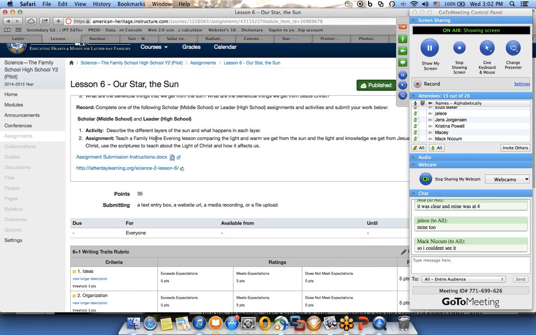I have a couple of assignments that you could do. One is an activity: describe the different layers of the sun and what happens in each layer. The other assignment: teach a family home evening lesson comparing the light and warmth of the sun with the light and knowledge we get from Jesus Christ. Use the scriptures to teach about the light of Christ and how it affects us. Those are the assignments that we have.